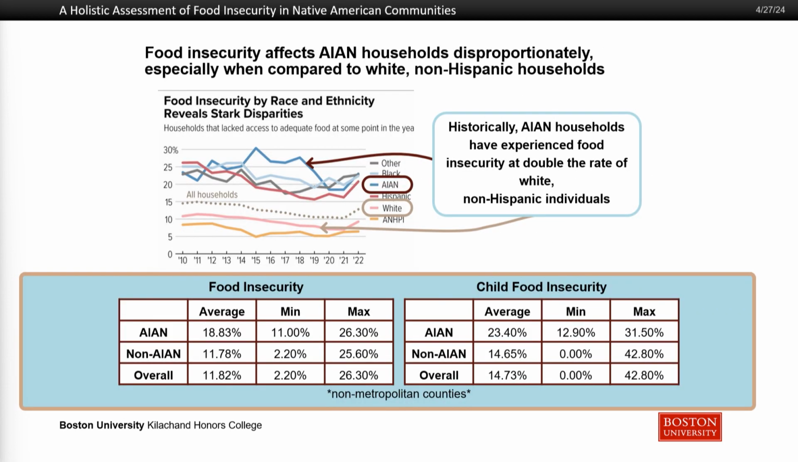Before I get into the regressions, though, I looked into the historical data regarding food insecurity in AIAN households. As you can see here, AIAN households experience food insecurity at almost double the rate of white non-Hispanic households. And the tables below, which use data from non-metropolitan counties in order to account for some of the confounding factors which could be contributing to food insecurity, show a roughly 7 percentage point difference in food insecurity between the two groups of counties, and for child food insecurity, you can see an almost 9 percentage point difference.